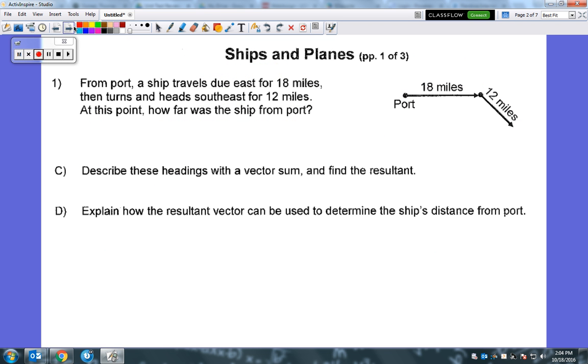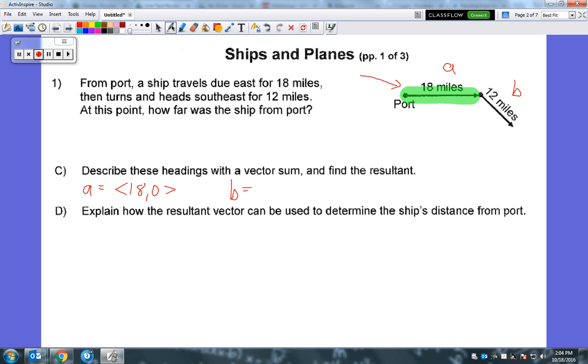So let's go to C. C says describe the headings with a vector sum and then find the resultant. So vector sum, let's look at the first vector. Let's call the first vector A. Let's call the second vector B. So A is just looking at what it shows and developing some kind of vector component, which in this case is going to be 18, 0. Okay? So 18, 0 with vector notation, not points, is going to show the components of vector A.